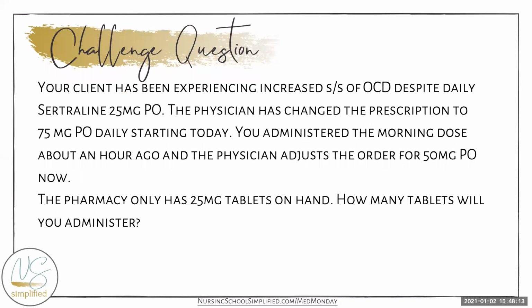So our challenge question for the week is: your client has been experiencing increased signs and symptoms of OCD despite daily dosage of Zoloft 25 milligrams PO. The physician has changed the prescription to 75 milligrams PO daily starting today. However, you administered the morning dose about an hour ago, so the physician adjusted the dose and ordered 50 milligrams PO now. The pharmacy only has 25 milligram tablets on hand. How many tablets will you administer?